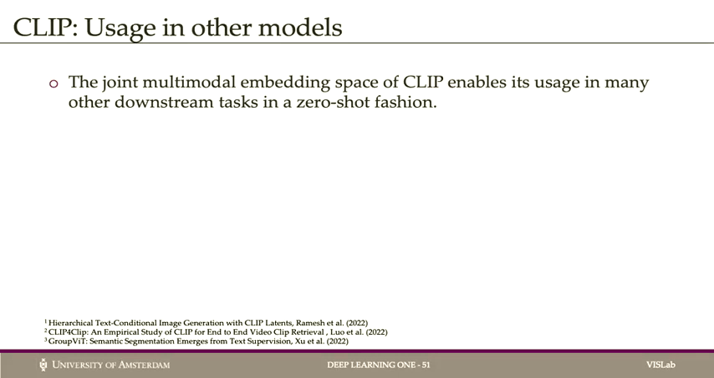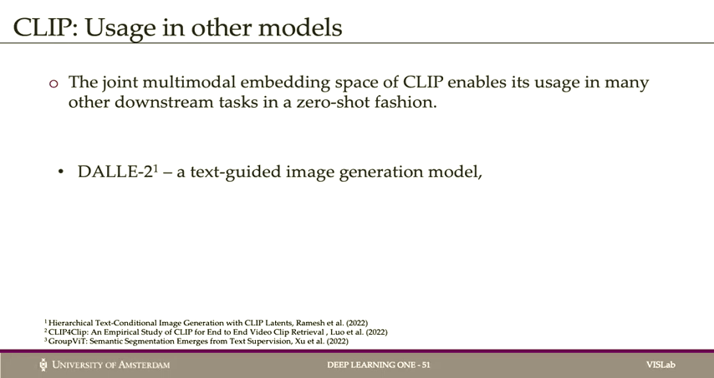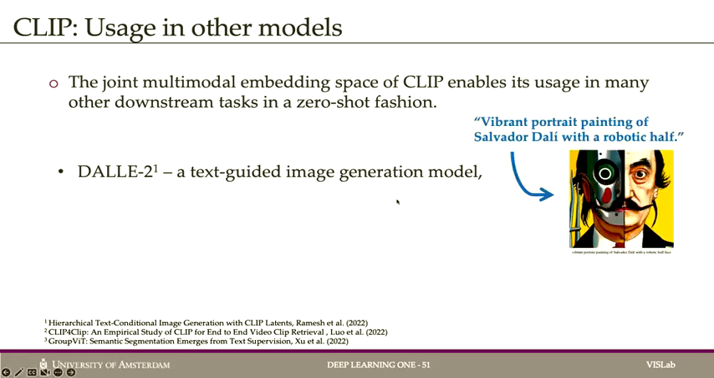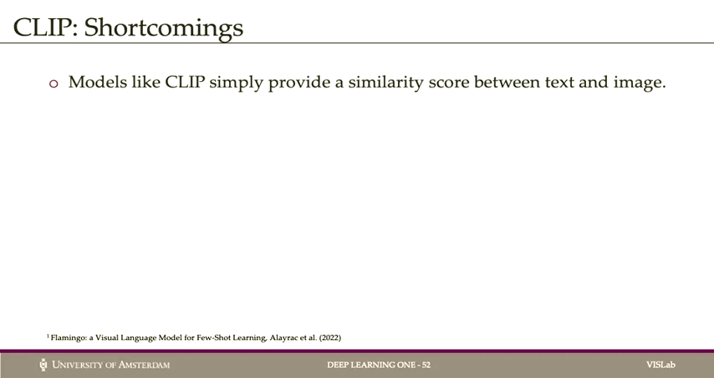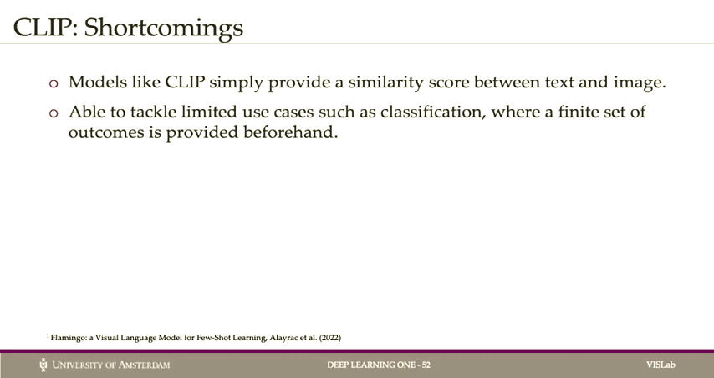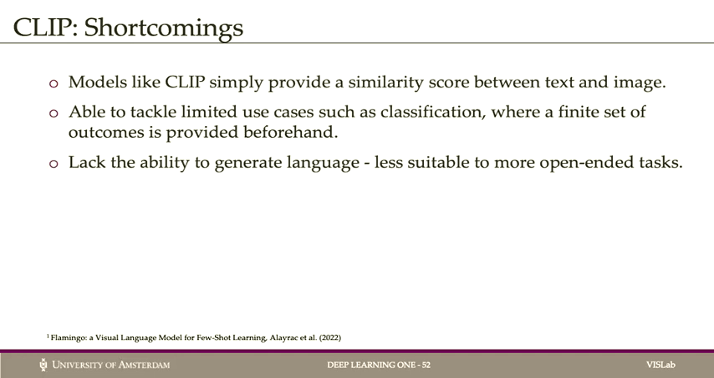So CLIP, as I said, is pretty popular, so it's already used in many other models. If you're familiar with DALL-E 2, that's the very famous image generation model where you use a caption as input, and then suddenly it generates you a really nice image conditioned on the sentence. It's used in video language retrieval, also in semantic segmentation, and so on. But of course, it has shortcomings, right? CLIP provides a similarity score between text and image, and that's the main characteristic. This means that it's able to tag only a limited or predefined set of labels, right? Because it's doing classification. So it lacks the ability to generate language, and that makes it less suitable for open-ended generation tasks.